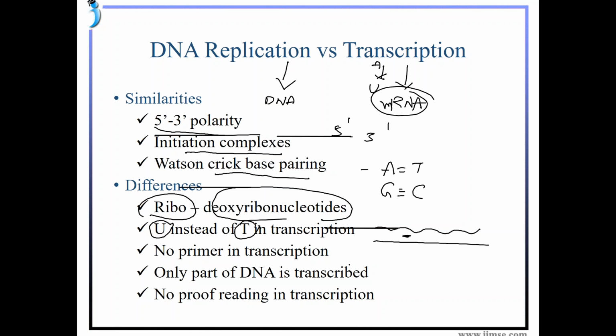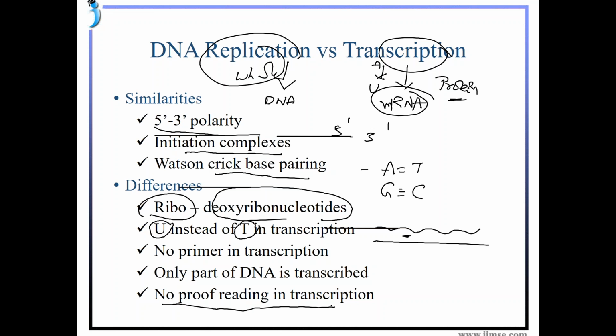So what is primer? It will generally be made of RNA that is required for DNA polymerase to start the DNA synthesis. And whereas in replication, your whole genome will be replicated. Whereas in transcription, only the part of the protein of interest will be transcribed to mRNA.